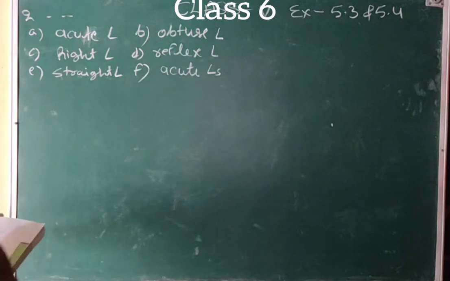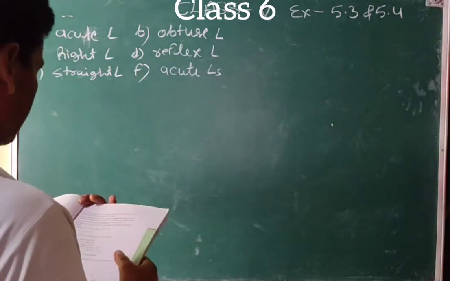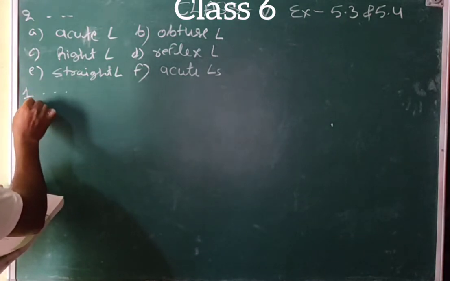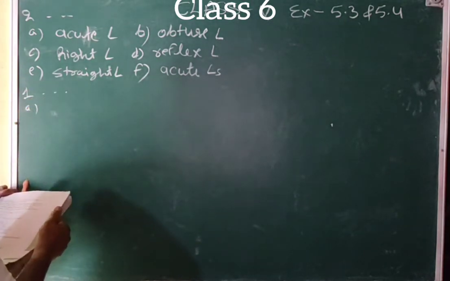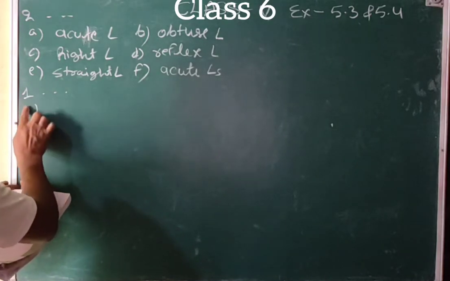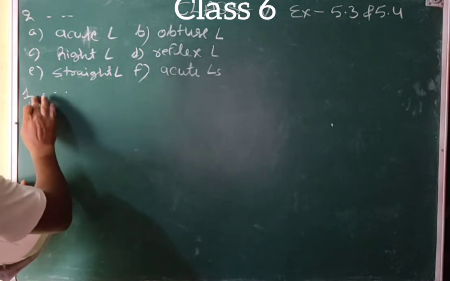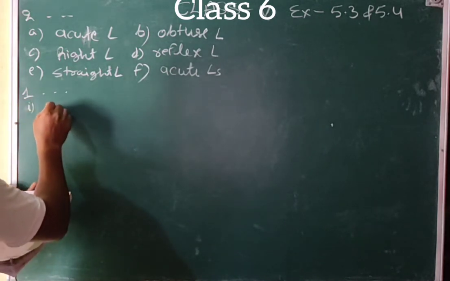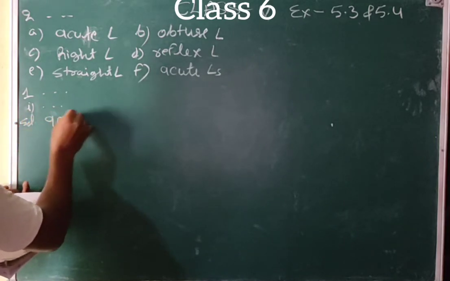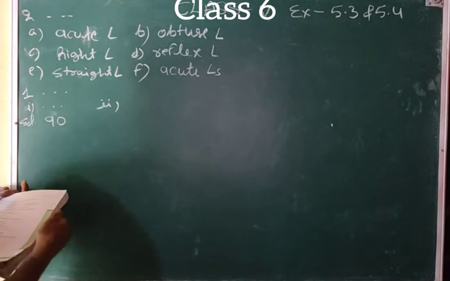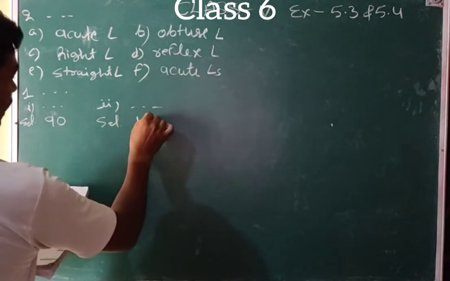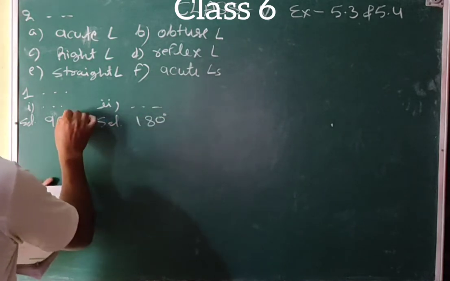Then 5.4. What is the measure of a right angle? First part, a right angle means 90 degrees. Second part, a straight angle means 180 degrees, this is the sign of degree.